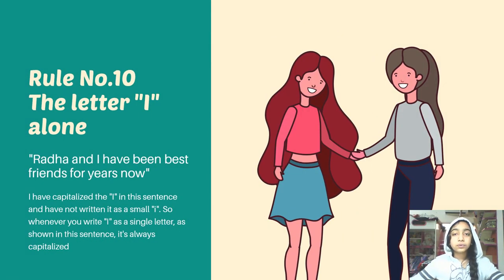The last rule, but an important one, is that whenever you write I as a single letter as shown in this sentence, it's always capitalized. For example, Radha and I have been best friends for years now. I have capitalized this I in the sentence and not written it as a small I. So whenever you write I as a single letter as shown in this sentence, it's always capitalized.